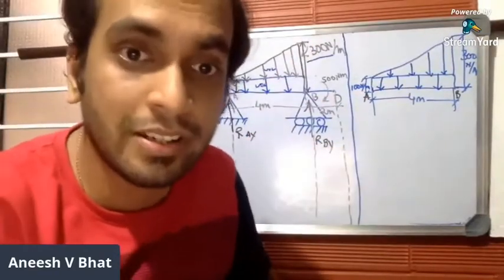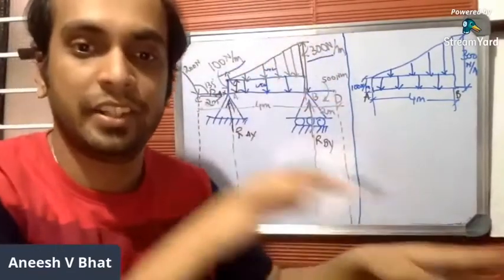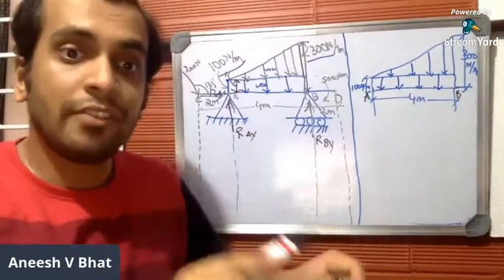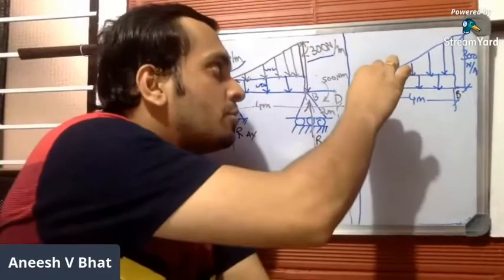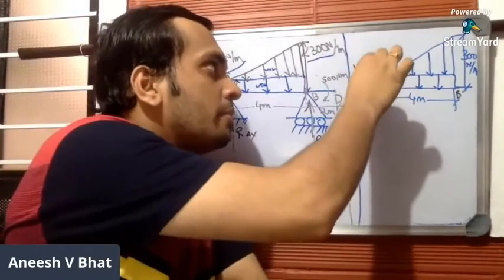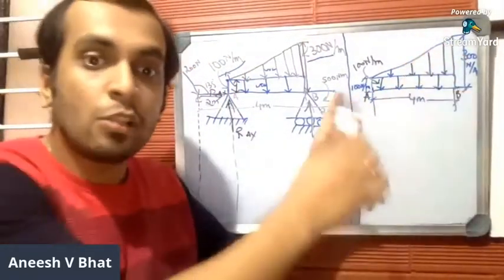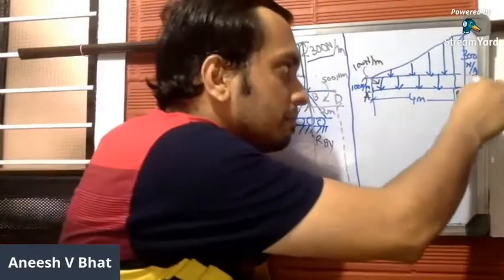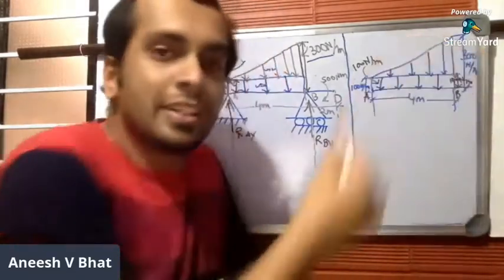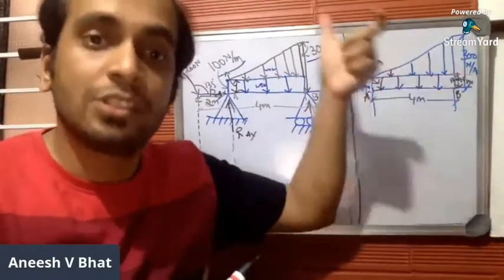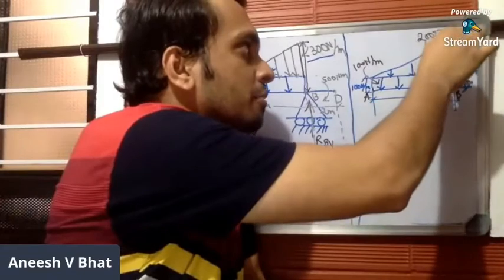So 300 Newton per meter is the entire rate of load distribution, including UDL. The rate of load distribution of UDL, the lower part, is 100 Newton per meter. Whereas 300 is not the rate of load distribution of UVL, because 300 includes 100 as well. So what is the rate of load distribution of the upper part, which is UVL? It will be 300 minus 100, which is 200 Newton per meter.